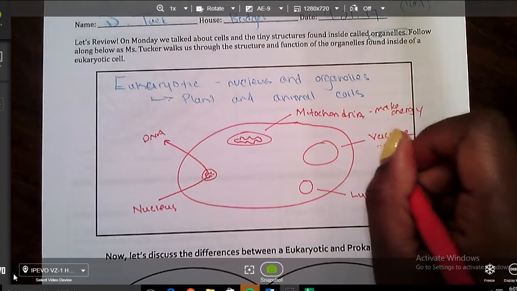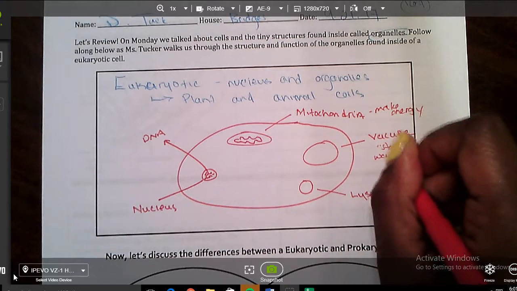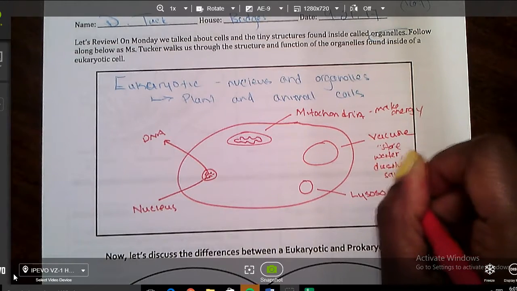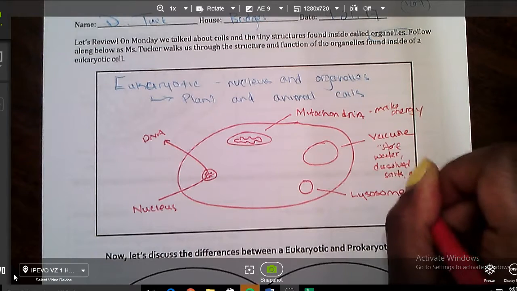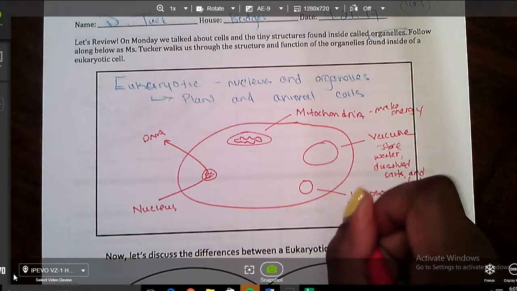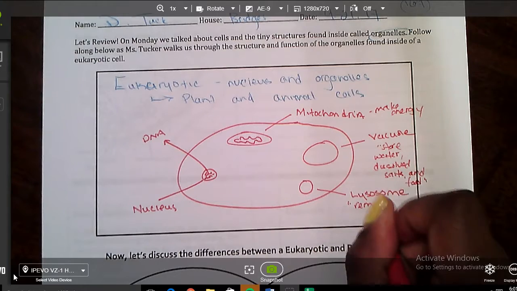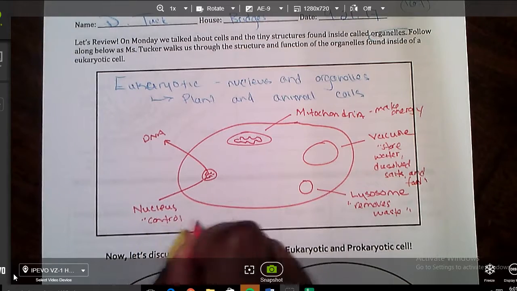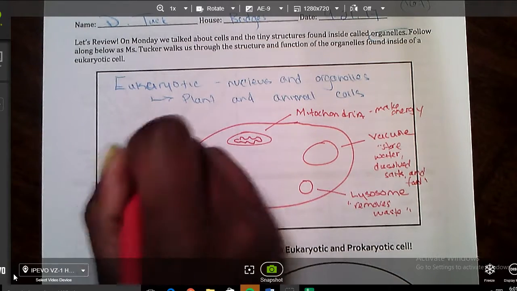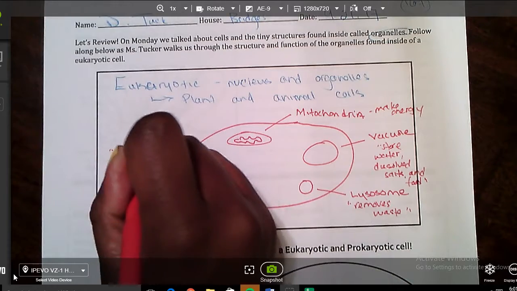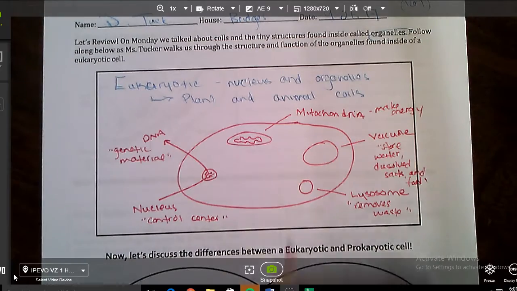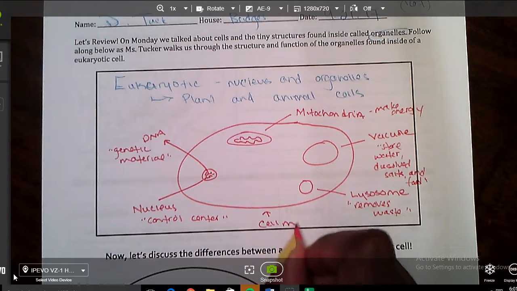Make energy, store water, dissolved salts and food, removes waste, control center, and genetic material. And super important is this outside piece called the cell membrane.